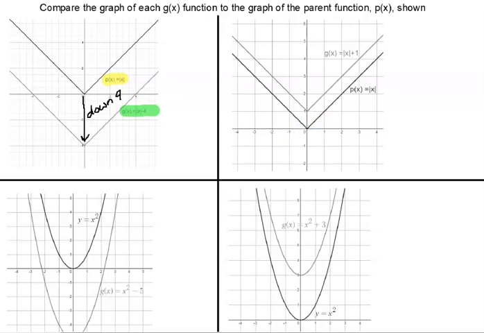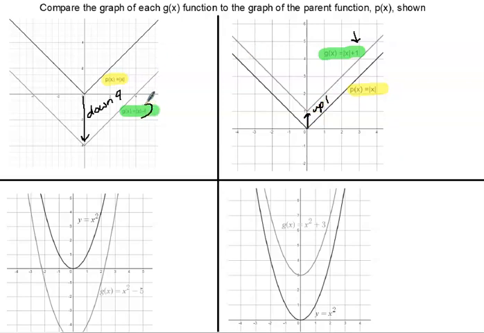In the second example, if I look at p of x, my parent function, it is still centered at the origin. My new function after a transformation is absolute value of x plus 1. We want to look at what that plus 1 is doing to our graph. If we compare it to p of x, we notice that the shape is the same. There's no stretches, it's not skinnier or wider. The only thing that's different is that it's in a different place. Specifically, it's 1 unit up from the original parent function.